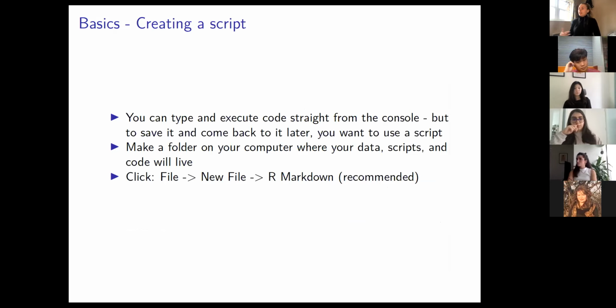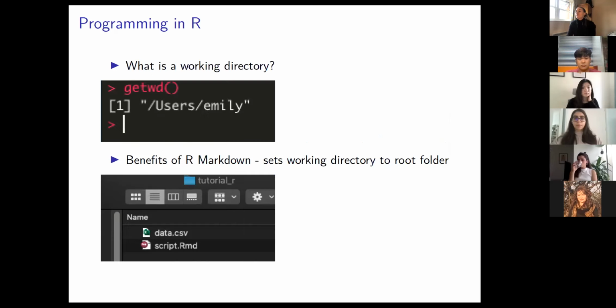Okay, like I said, you can type and execute code from the console, but to save it and come back later, you want to use a script. So the first thing you should do is make an empty folder on your computer where you're going to put your data, your script, and your code. Then open RStudio, click File, New File, and I recommend an R Markdown script to write all of your analyses in, and we'll see that in a minute. You can also just use a regular R script, but R Markdown is a little more complicated and has quite a few advantages, which I think are useful.